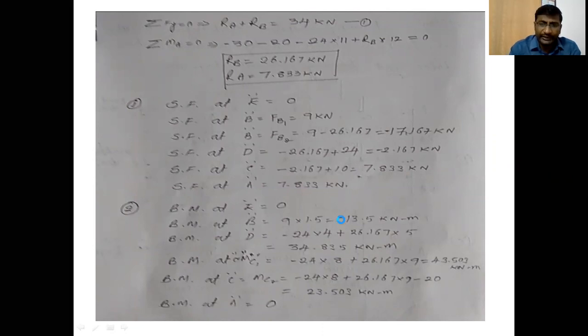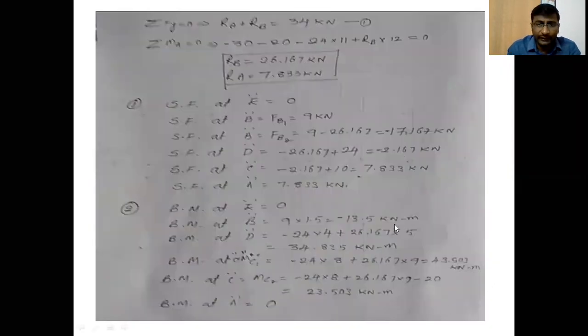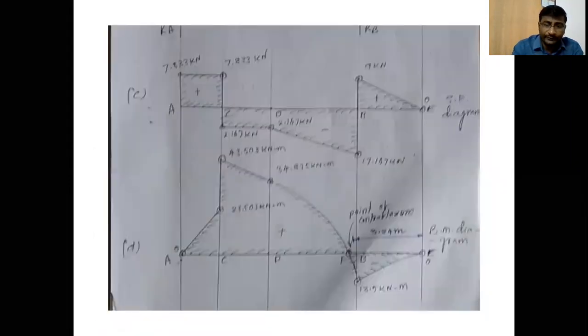Why is it taken as negative? Because it is acting downwards, and it also develops a clockwise moment about point B. Therefore, it is taken as negative. So minus 13.5 kilonewton meter is the bending moment at point B. Clear, students? Let us look at another point.